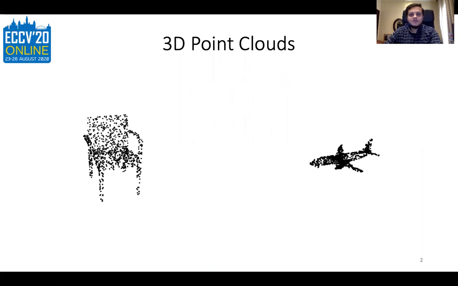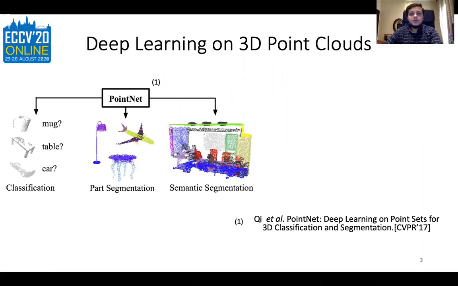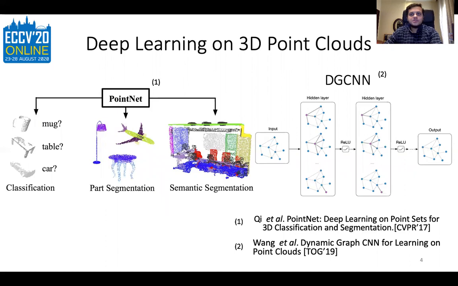like self-driving cars. Deep learning has been successfully applied on 3D point cloud data on a variety of tasks like 3D classification and segmentation. The 3D deep learning success is largely attributed to the success of PointNet and its subsequent variations, and more recently, the graph convolutional networks like DGCNN and its variations.